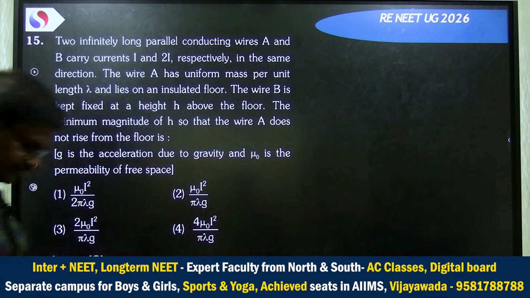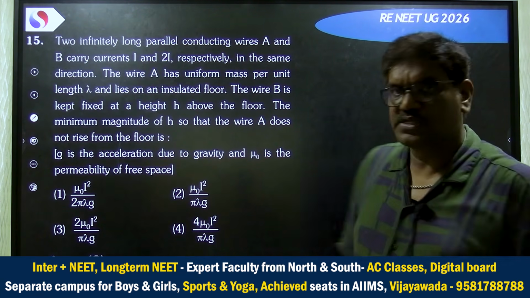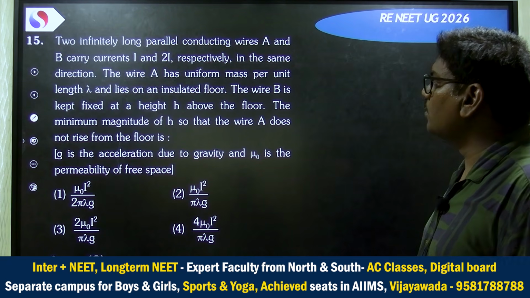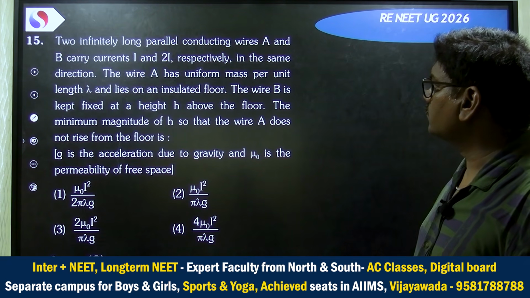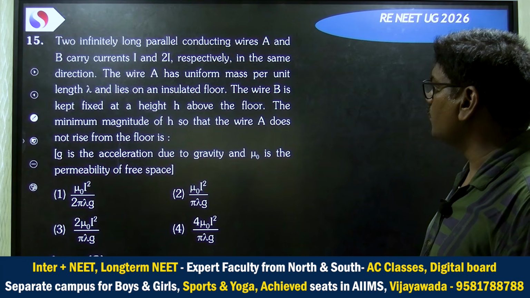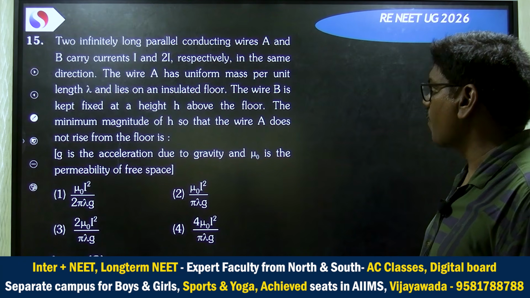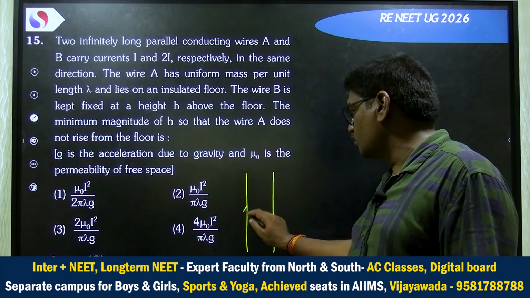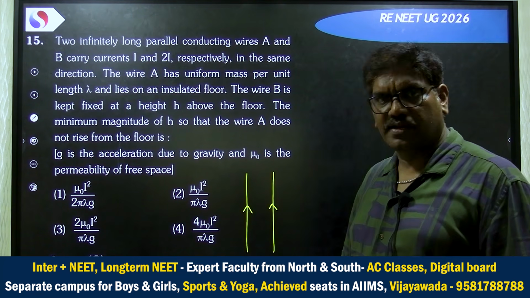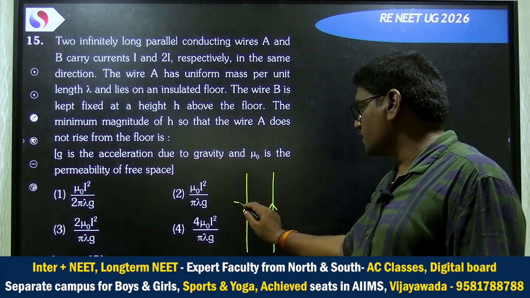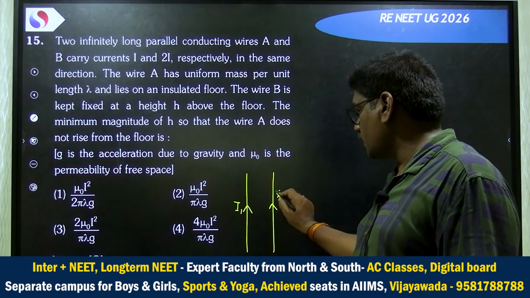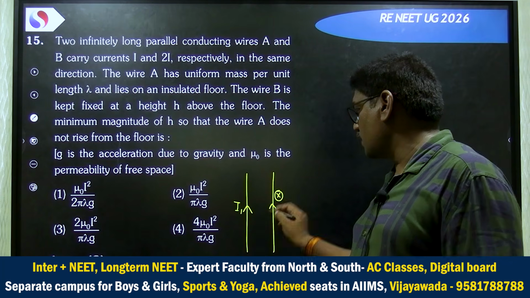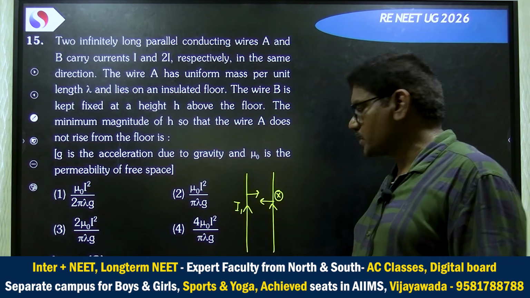This question is pretty good. Means for this question you need to analyze it properly. So two infinitely long wires A and B carry the current I and 2I respectively in the same direction. Fine. You should know when the two wires have the current in the same direction, what they do. Attract or repel. So you can say, sir, because of this I1, the field will be here into, and then if I apply BIL, what I'm getting, the force will be attractive forces, right?